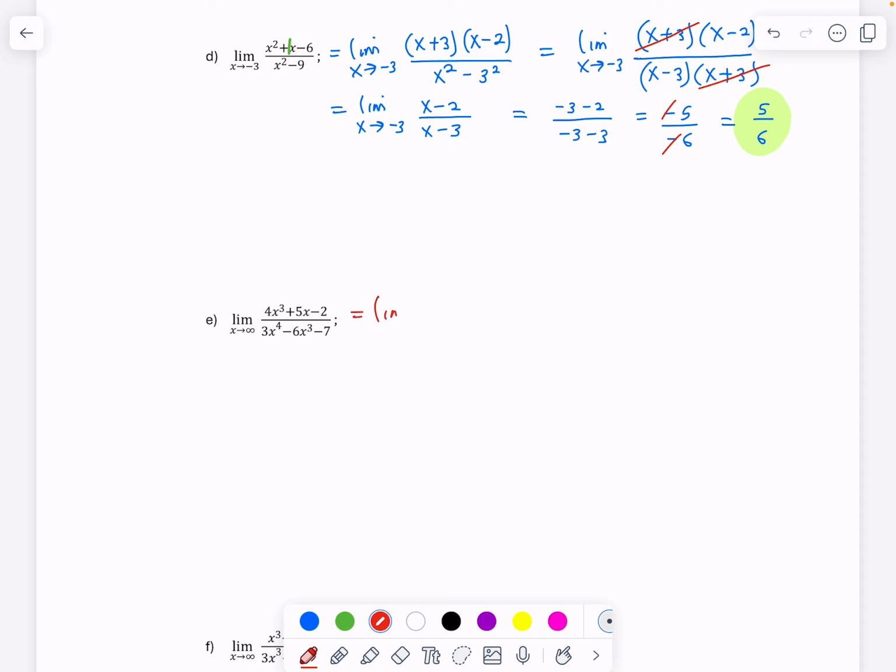So this is the limit as x approaches infinity of 4x cubed divided by x to the power of 4, because x to the power of 4 is the highest power of x in the denominator, plus 5x divided by x to the power of 4 minus 2 divided by x to the power of 4. So everything divided by 3x to the power of 4 divided by x to the power of 4 minus 6x cubed divided by x to the power of 4 minus 7 divided by x to the power of 4.